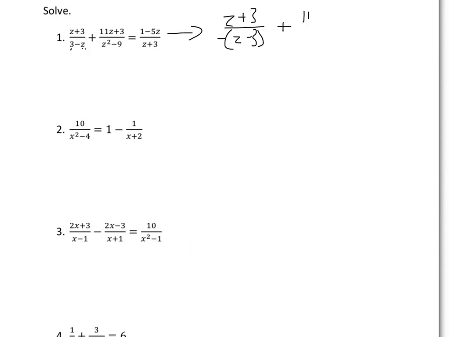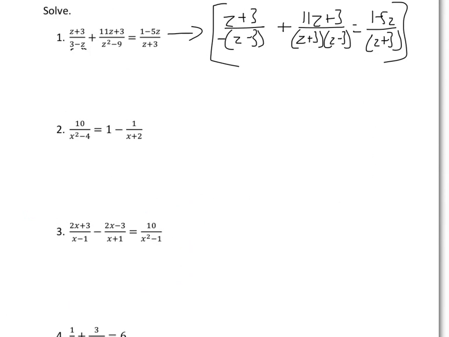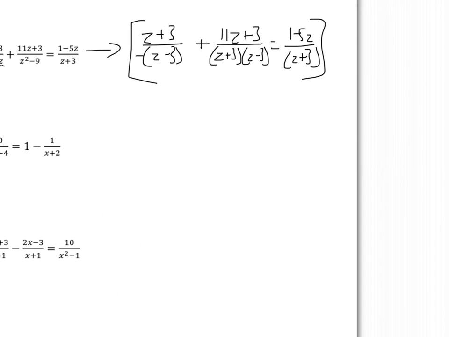Plus 11 over z plus 3 isn't going to change. And z squared minus 9 is the difference of two squares, so z plus 3, z minus 3. 1 minus 5z isn't going to change. And z plus 3 isn't going to change. Now here we can see that our common denominator is going to be negative, we need the negative, z plus 3, z minus 3.